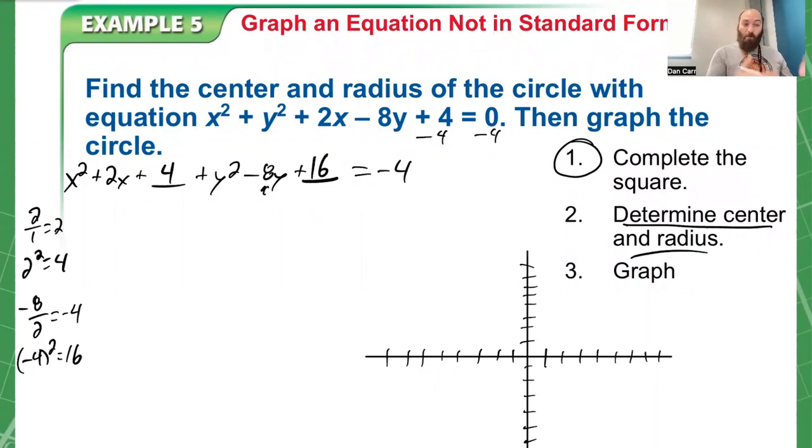Okay. So I've added 4 to the x section and 16 to the y section. But with completing the square in equations like this, I also have to balance it out. If I add 4 and 16 to the left side, I've got to add it to the right side as well.